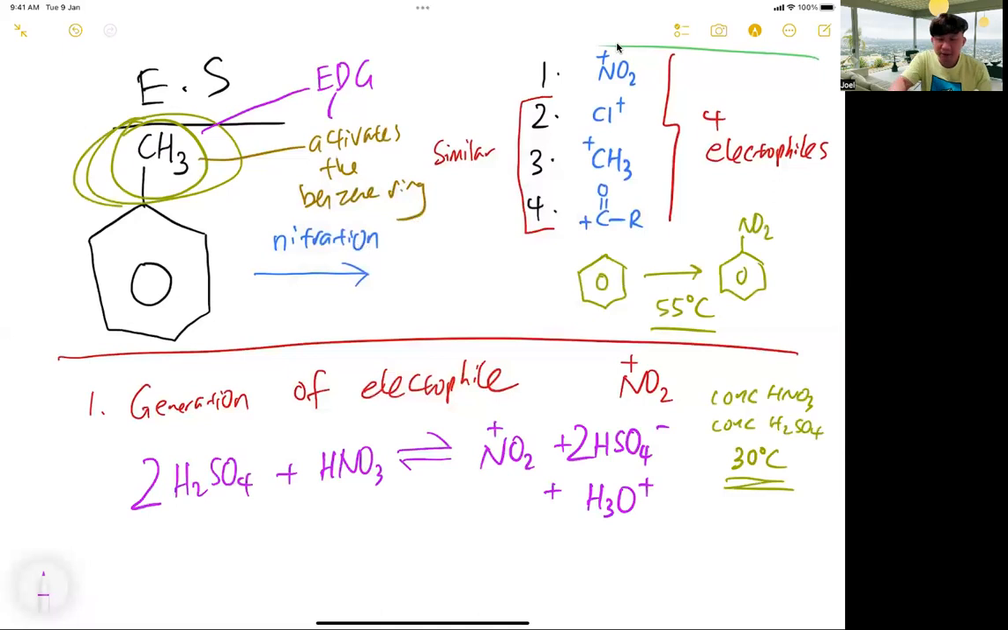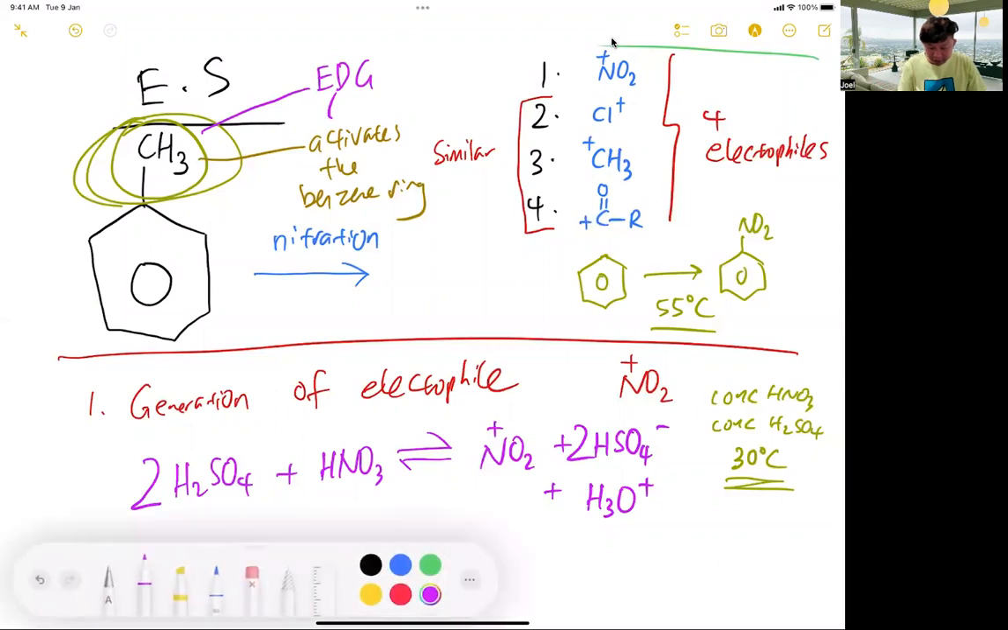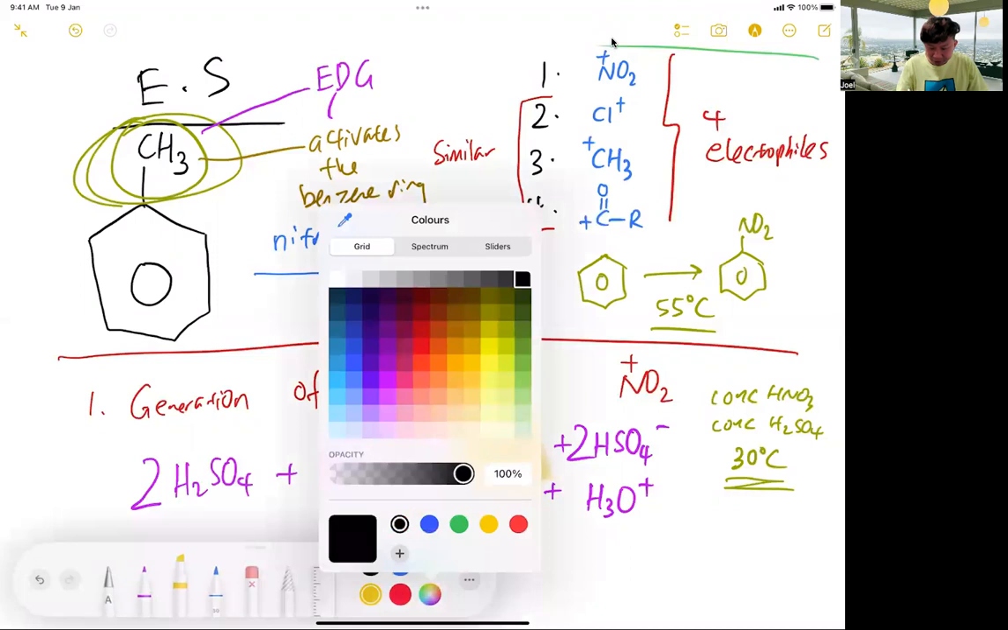I'm going to pause here. This part, please try to remember. I repeat again: concentrated sulfuric acid is the catalyst to get NO2 plus, and that is the stronger acid. This is how I learned, and I remember the number 2. Then left side total charge 0, right side total charge must be 0, so I add the H3O plus there to balance the charge. So this is the first step to get your NO2 plus, the key part, the electrophile. Now the attack is like that, let me show you.